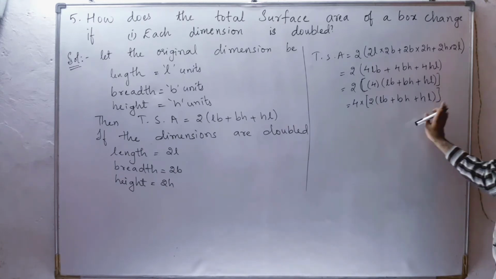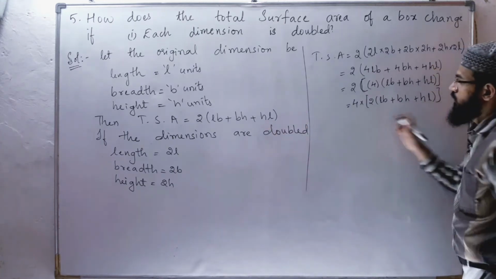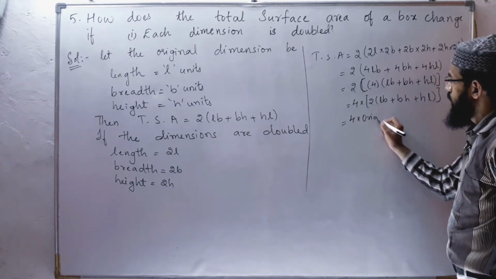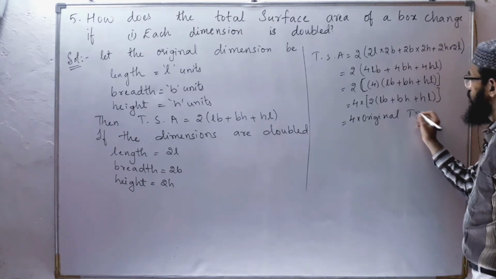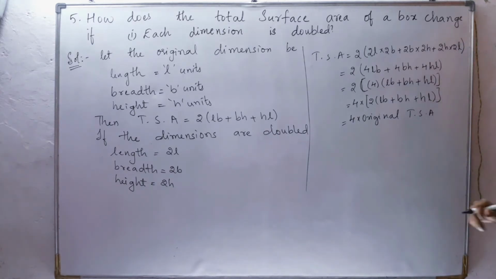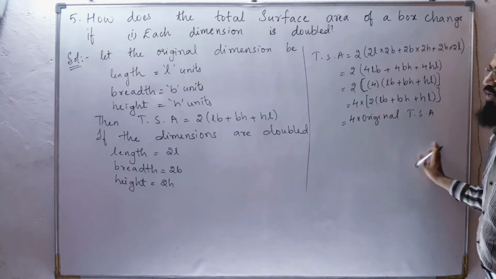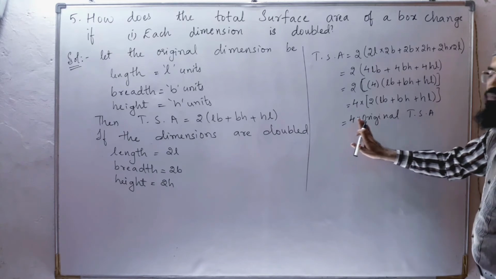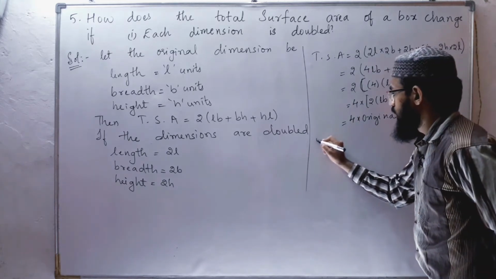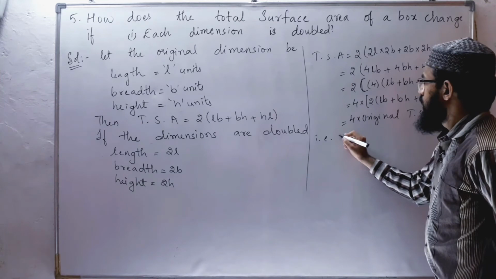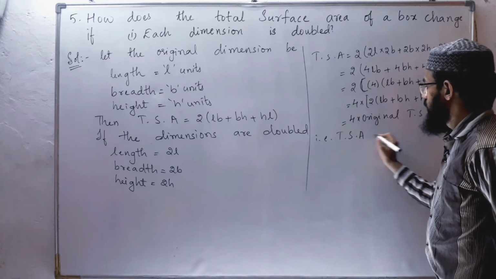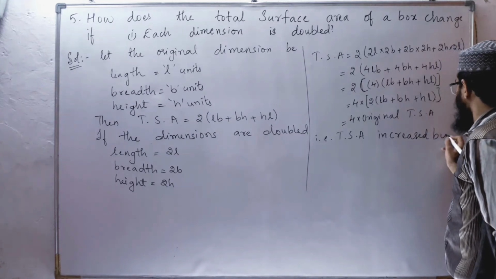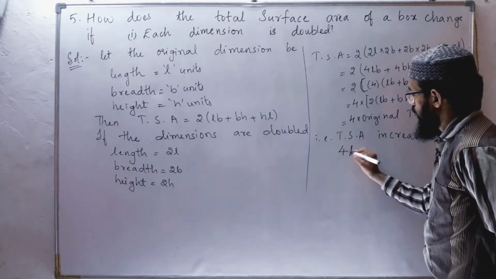So what is this? This is the original TSA. So 4 into the original total surface area. Here we notice that if we double the dimensions, then we are getting the original total surface area 4 times. So the total surface area is increased by 4 times.